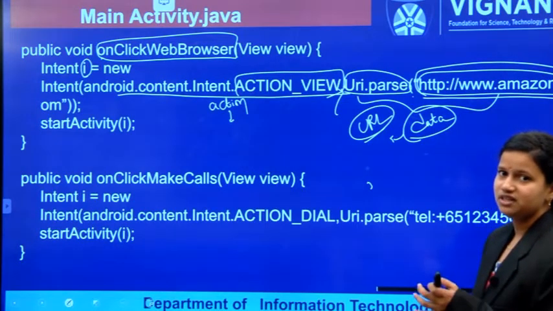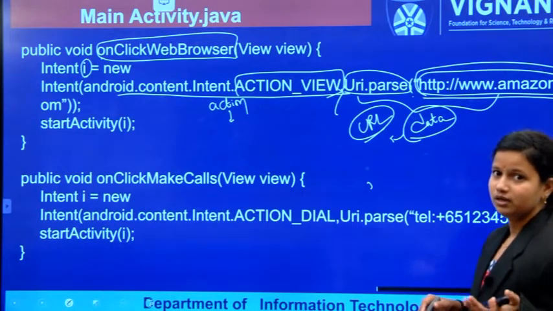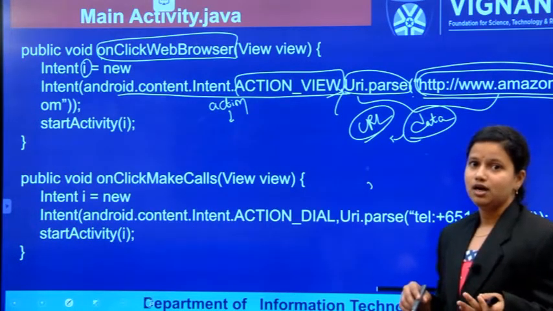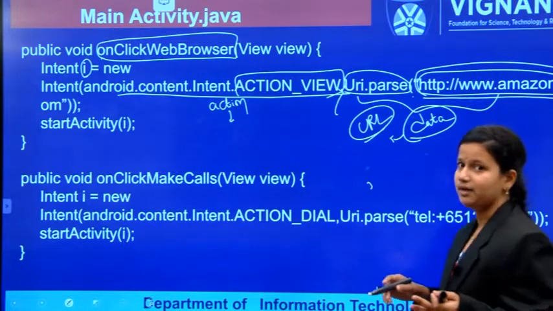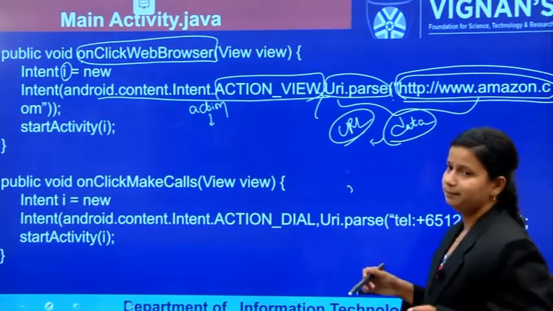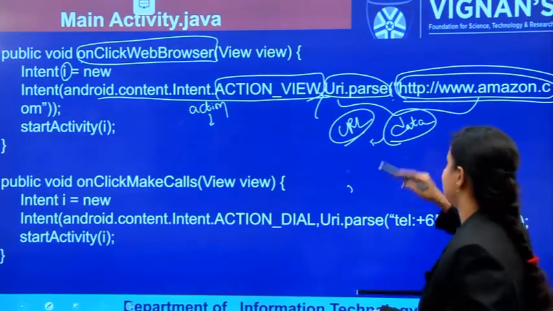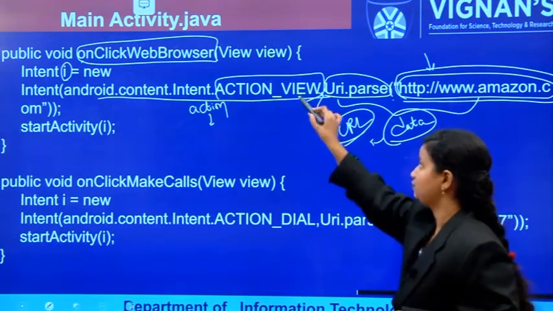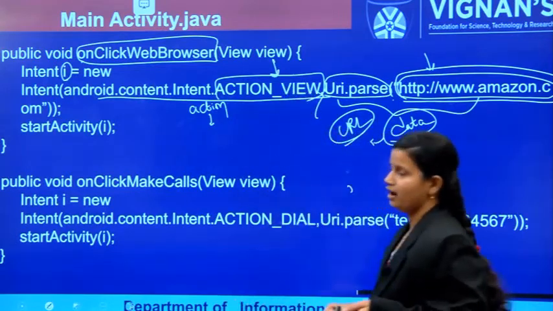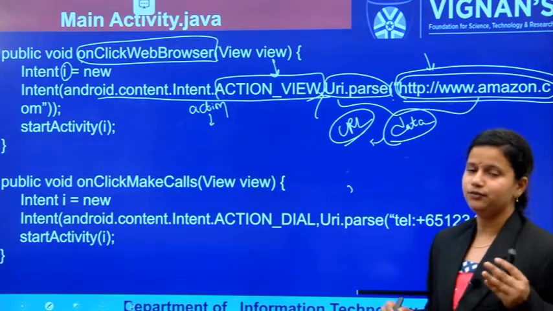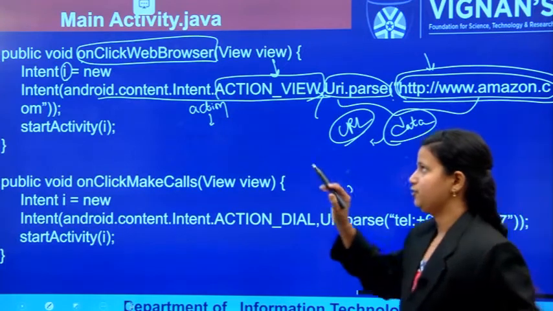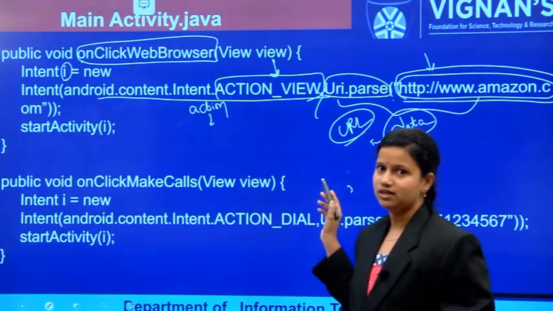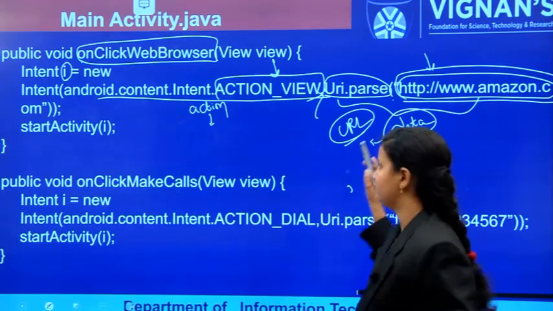The web browser facility is available in Google Chrome or Safari. Any of the browsers presented in your mobile, that application is to be opened, and in that application this website is to be opened and we are viewing that one. So we have to perform one action like viewing that website. When you are pressing on click browser, it will automatically open the corresponding browser for that value.